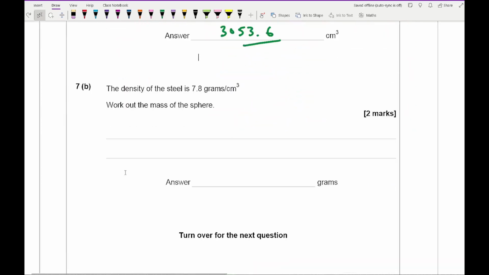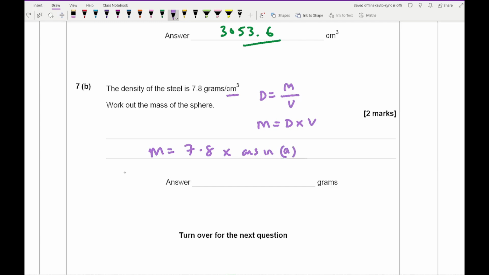Moving on to 7b, it says the density of steel is 7.8 grams per centimetre cubed. Work out the mass of the sphere. Well, the formula for density is mass over volume. So rearranging this, mass is equal to density times volume. Now again, you just want to make sure that the units for the volume are the same units as what's given in the density. So here we've got centimetre cubed. So the mass is therefore going to be 7.8 multiplied by your answer in A. And again, if you rounded it, you might get a different answer to what I've got, but I'm not going to round it.